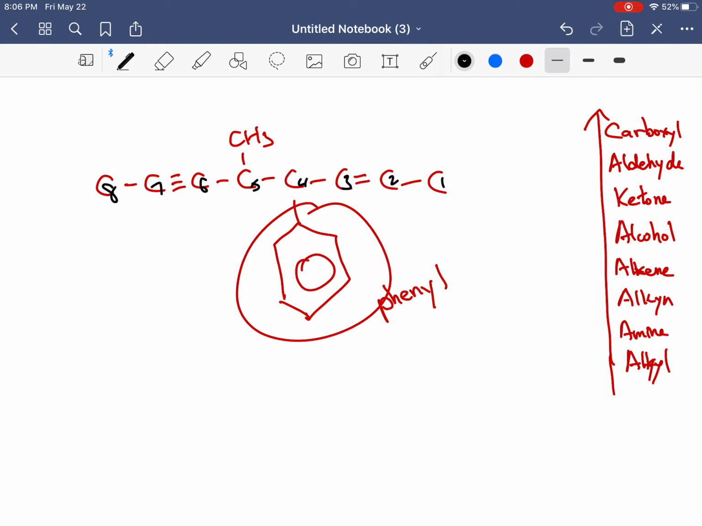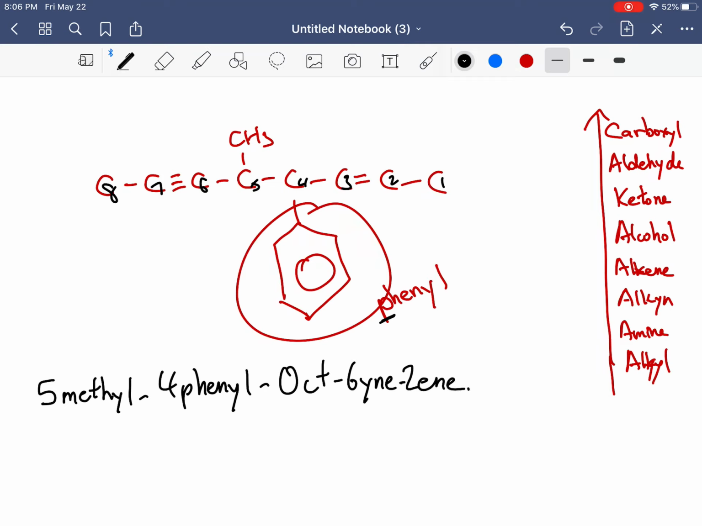And we're gonna indicate, of course, those side groups alphabetically. So for phenyl, it's obvious that it is the P that we use for alphabetical comparison. So you're looking at 5-methyl, 4-phenyl, oct, 6-yne, 2-ene. I think I should really check my work from now on. Okay, so here it is. That's how we use benzene as a side group. It's nothing more than just a phenyl.